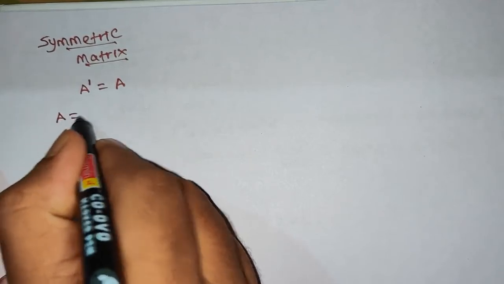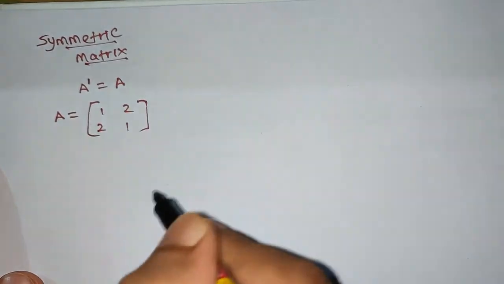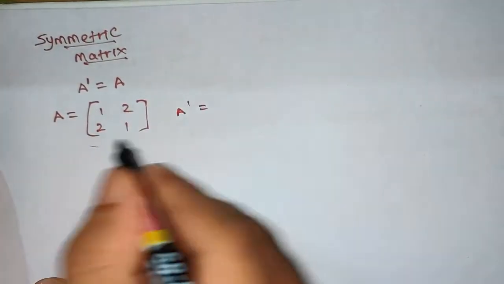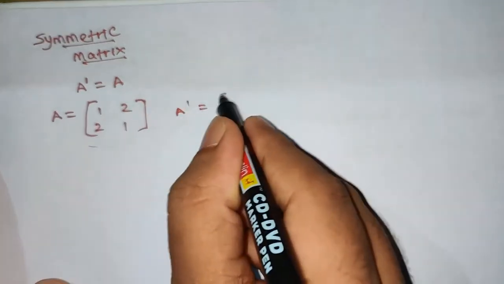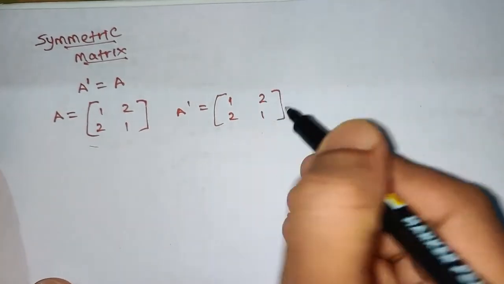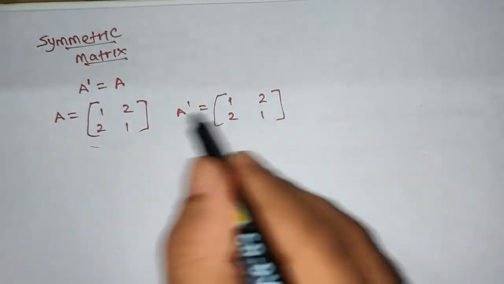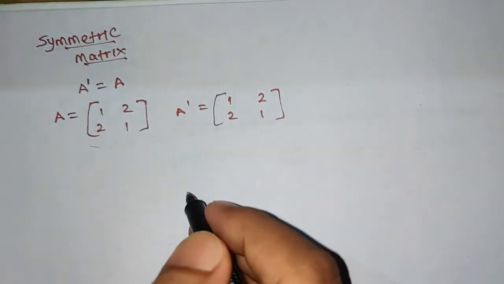Let's say I have a matrix 1 2 2 1. If I write a matrix like this and take its transpose, the things which are in a row will come in a column, and again this will come as 2 1, right? So as you can see, the matrix and its transpose both are exactly the same. Such kind of matrices are called symmetric matrices.